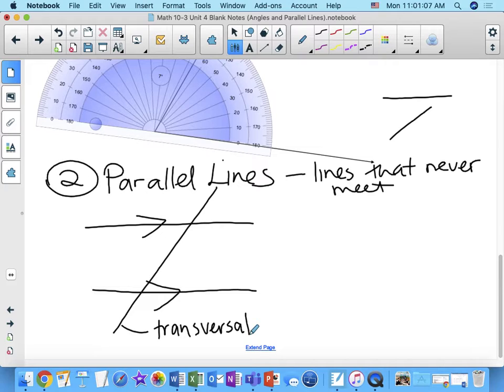Four are formed over here, and then another four are formed over there. So there's actually 8 in total. Okay, so we've got 1, 2, 3, 4, 5, 6, 7, 8 different angles. Are these angles all different, or are some of them the same?